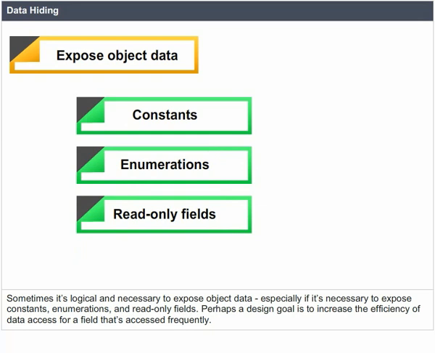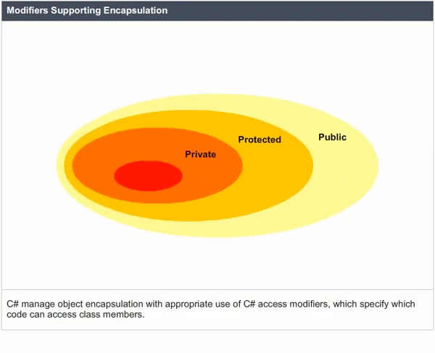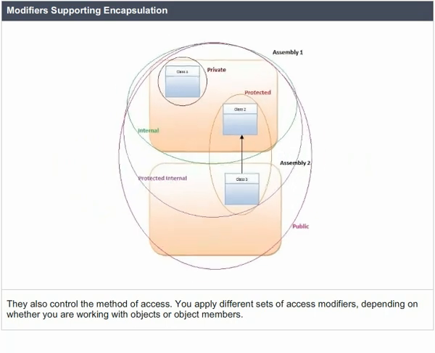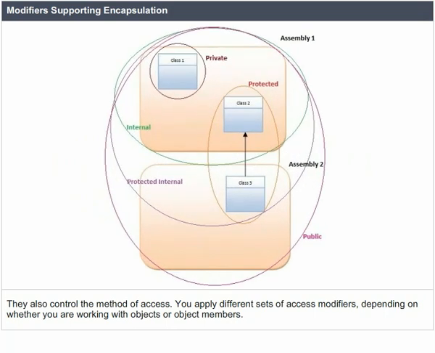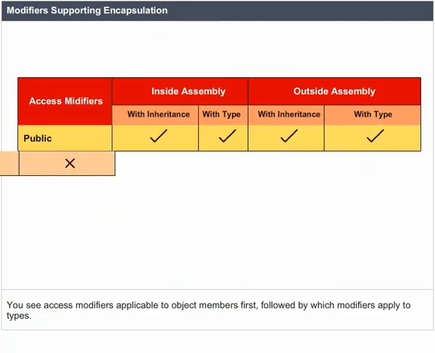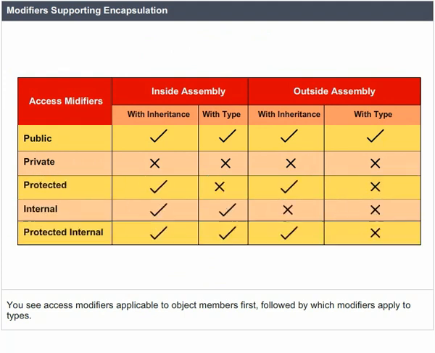Modifiers supporting encapsulation. C# manages object encapsulation with appropriate use of C# access modifiers, which specify which code can access class members. They also control the method of access. You apply different sets of access modifiers depending on whether you're working with objects or object members. You see access modifiers applicable to object members first, followed by which modifiers apply to types.